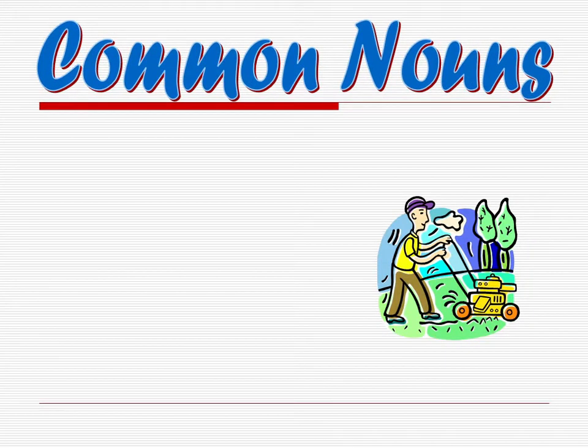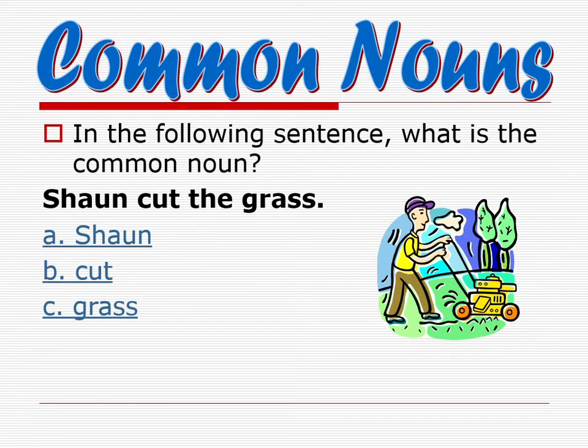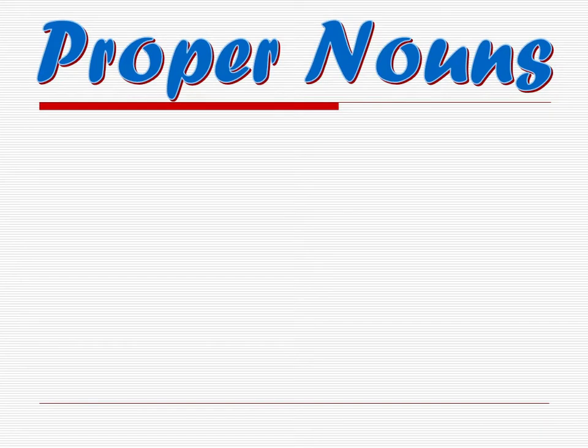So let's do some examples now. In the following sentence, what is a common noun? Sean cut the grass. Is the word Sean the common noun? No, it's a proper noun because it's the name of a person. It's a specific name of a person, so it's not a common noun. Cut is not a noun. And the last option, grass, yes, it is a common noun. So now let's go to the proper noun.